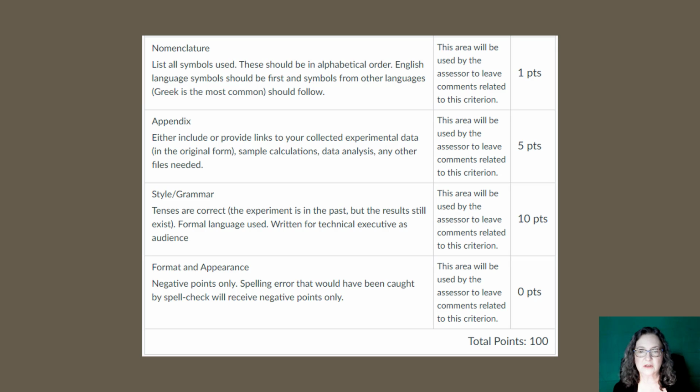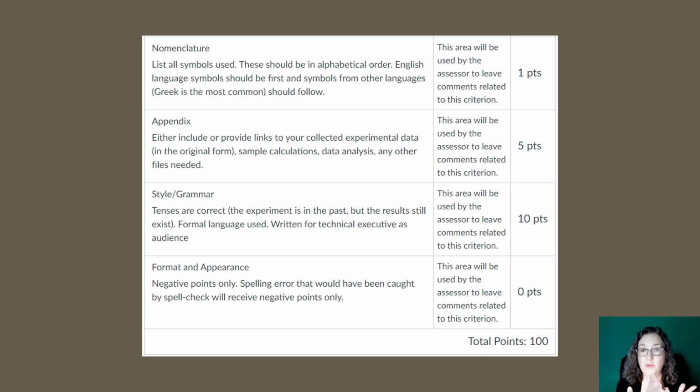The last items here, style and grammar, it's only 10 points, but this is a big deal. You need to write with the appropriate formal language. You've got all those tenses correct, okay? So the experiment has been done. It's in the past, okay? But the results still exist, okay?